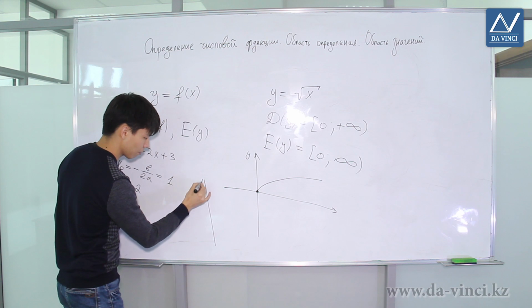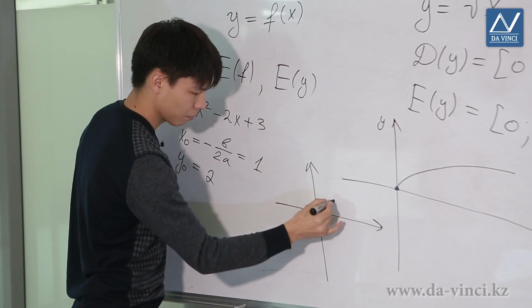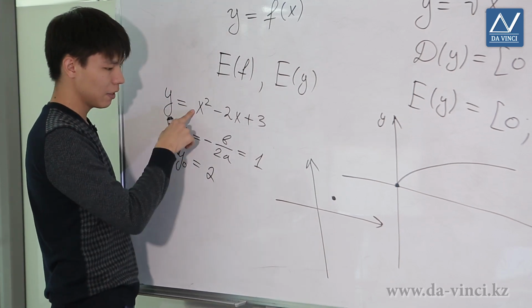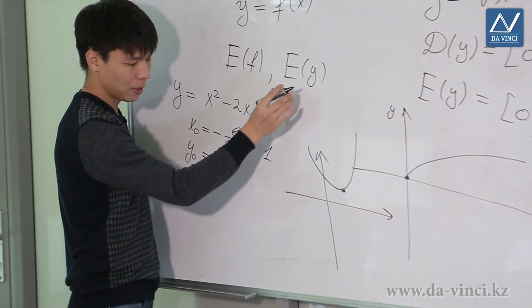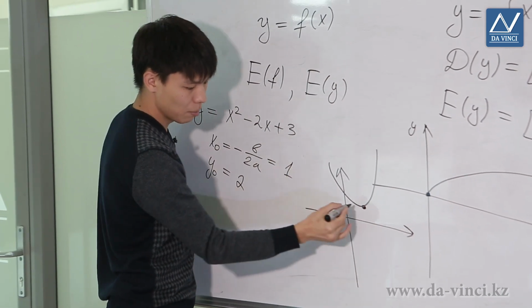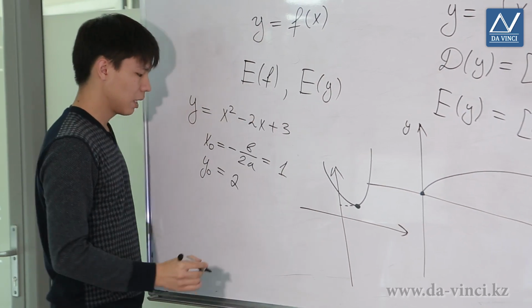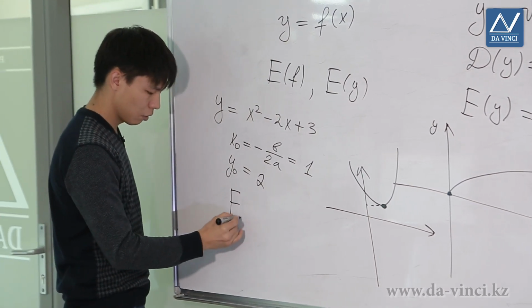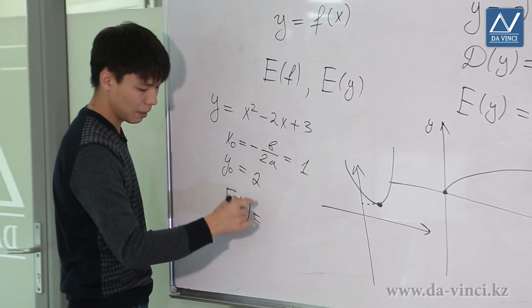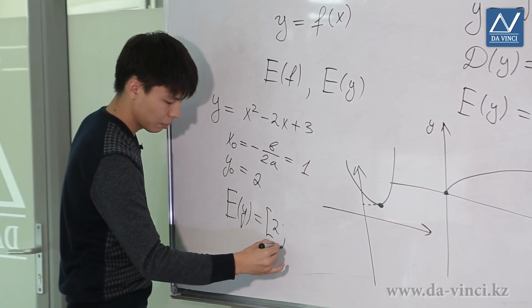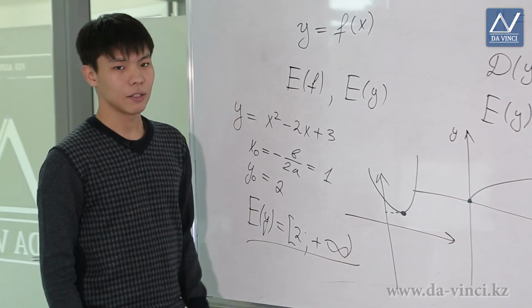Let's draw it. We mark points 1 and 2. And here is a parabola with branches directed upwards. Then we look at the y-axis range of values. We have the minimum value at the vertex, and the maximum value is not limited. So in this case, the range of values E of y is: the minimum value is 2, the maximum is not limited, plus infinity. This video lesson is over.